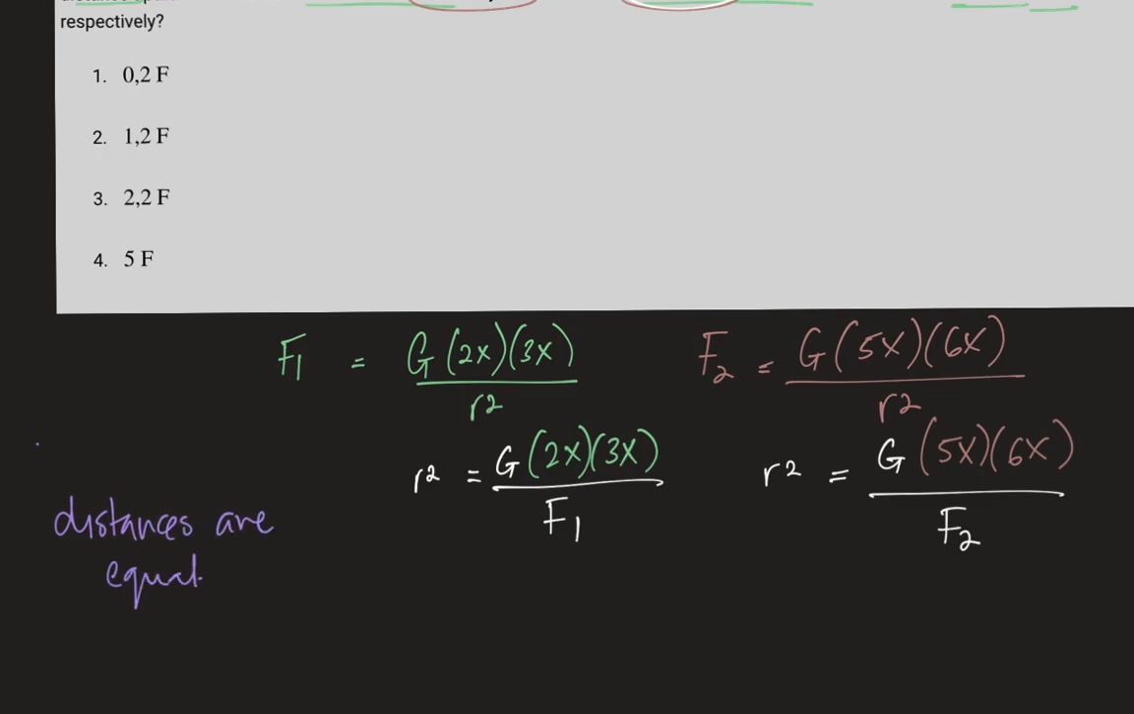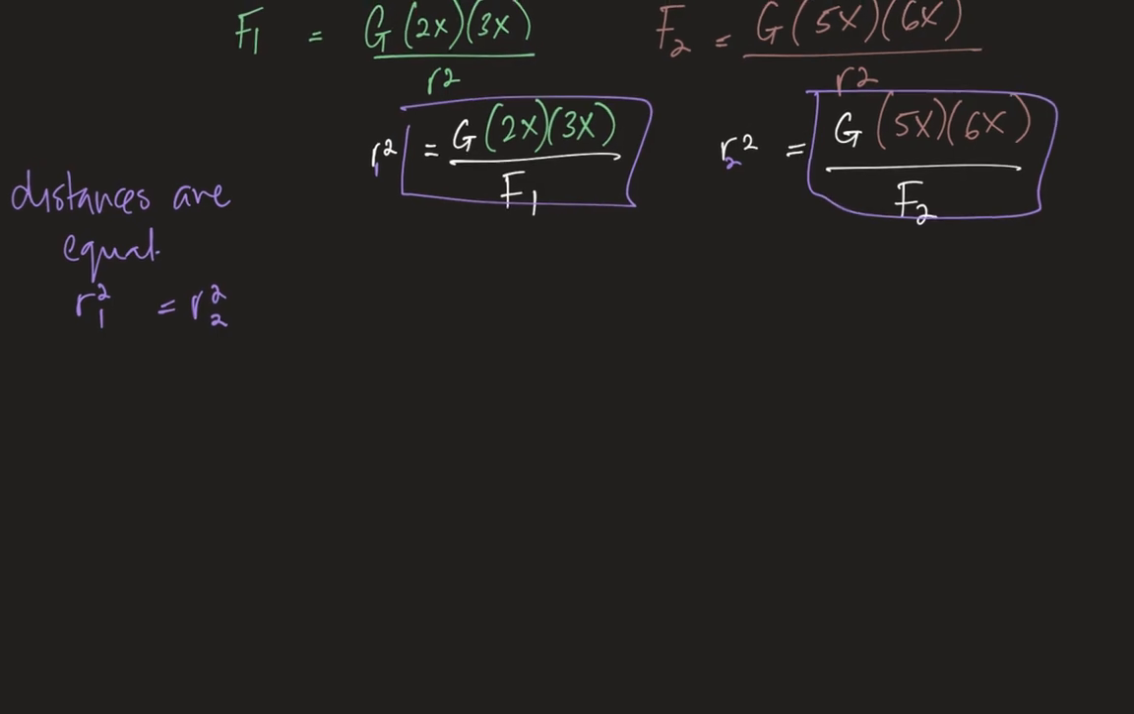So I know that, let's do that, r squared 1 is equal to r squared 2. So I can equate these two formulas. So let's equate them and have a look.